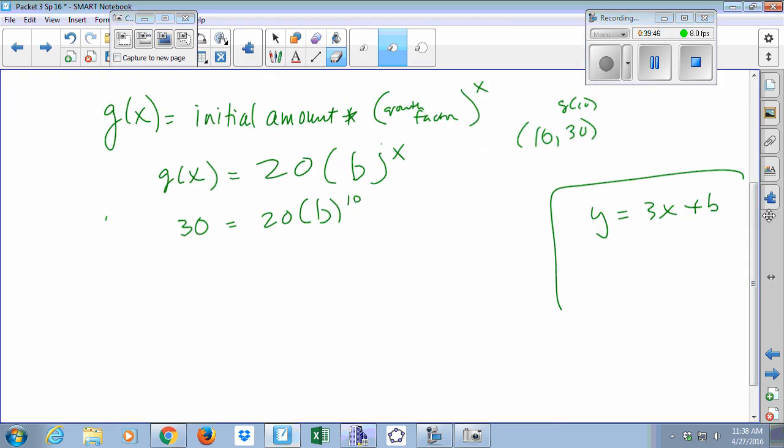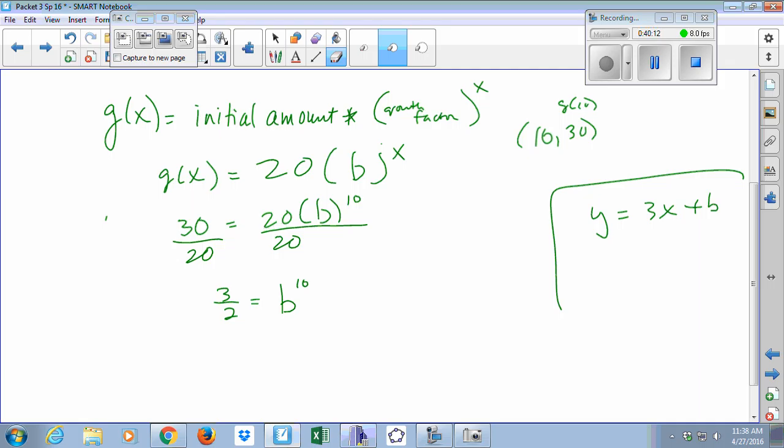How am I going to solve that equation for b? What do I do to both sides first? Divide by what? 20. I'm going to divide both sides by 20 to isolate my variable. Do you see the 3/2? There's your 3/2. But it's not 3/2 divided by 10. It's 3/2 represents your base raised to the 10th power.